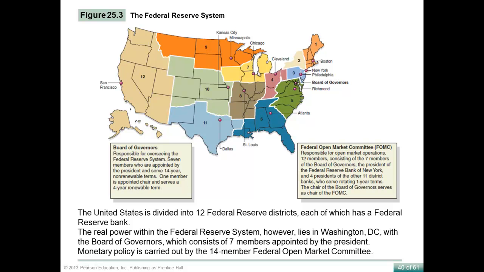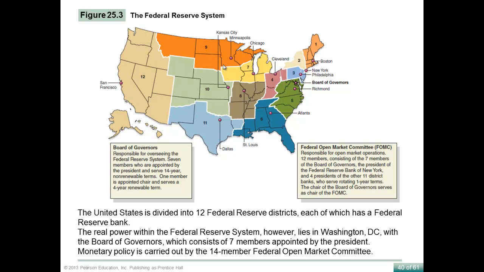So there are 12 Federal Reserve districts, each of which has a bank. We have Boston, New York, Philadelphia, Washington, D.C., Richmond, Atlanta, Cleveland, Chicago, Minneapolis, St. Louis, Kansas City, Dallas, and San Francisco. Obviously, it's heavily concentrated in central and eastern United States.